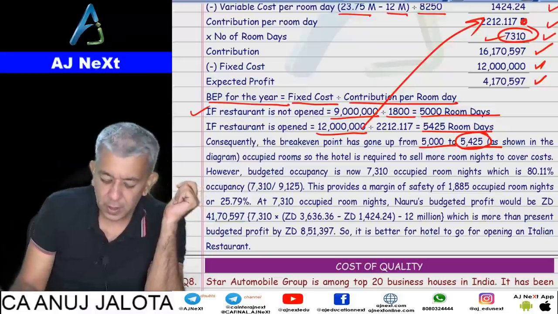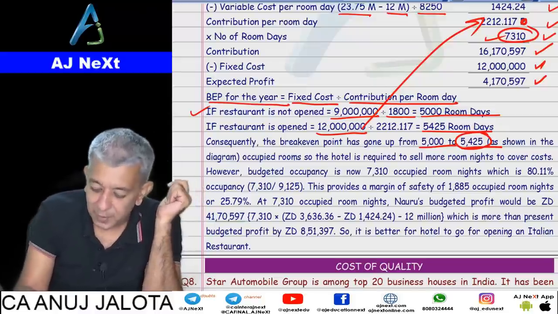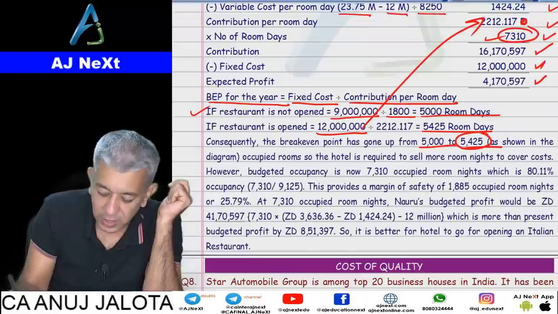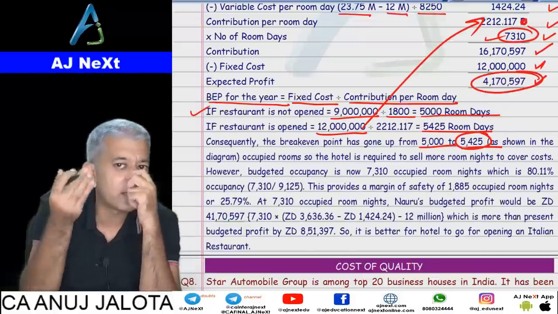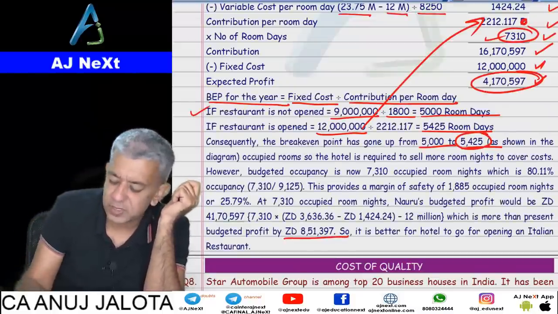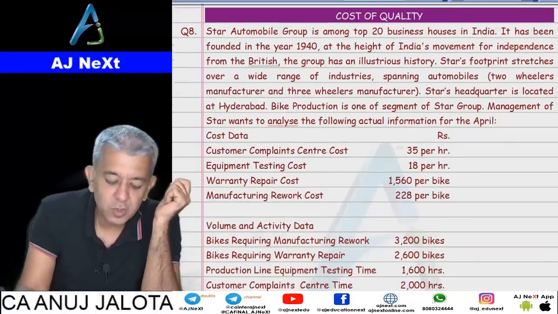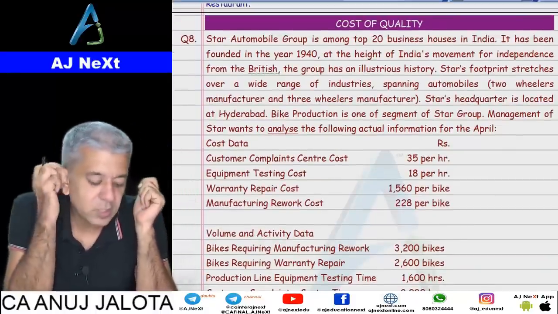ठीक है, तो पहले अपना जो प्रॉफिट था वो इतना था. Okay, अभी अपना जो प्रॉफिट है वो इतना है, तो सब्ट्रैक्ट करके मैंने वो दिखा दिया कि यहां पे जो प्रॉफिट है वो इतने से बढ़ जाएगा. Okay, चल, दिस इज ऑल टुगेदर डन. Okay, नाउ दिस वाज योर क्वेश्चन नंबर 7.